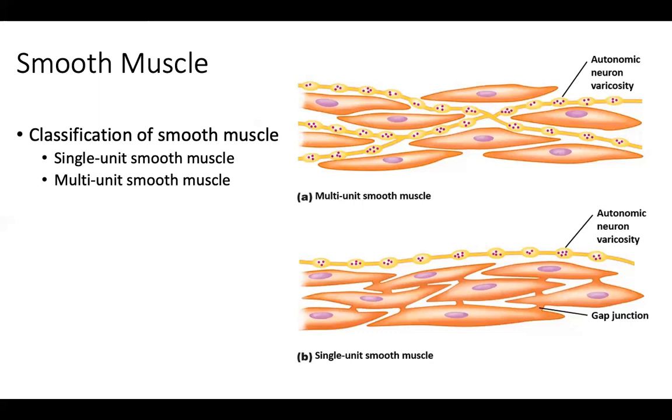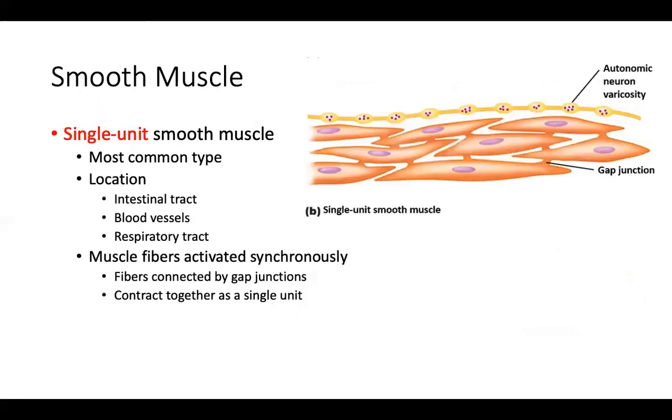So in this way, single unit smooth muscle can behave like a single unit, whereas multi-unit smooth muscle, the cells are acting independently and are receiving their own signals and doing their own thing, right? Contracting or relaxing independent of each other. So let's talk about the locations, some examples, and more features of single unit, and we'll do the same for multi-unit coming up.